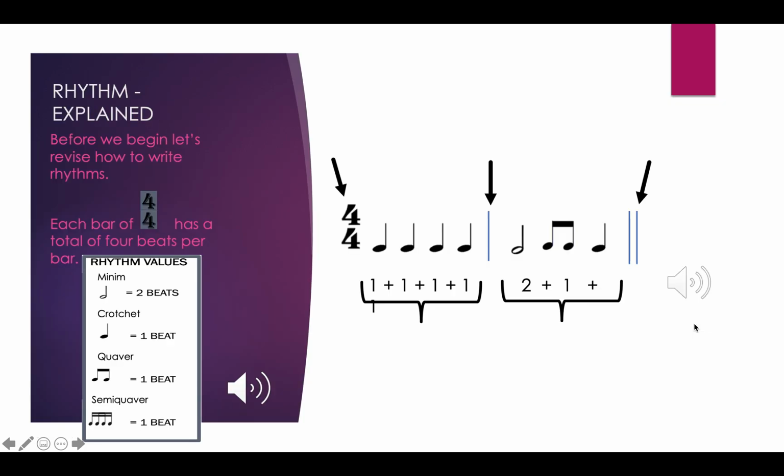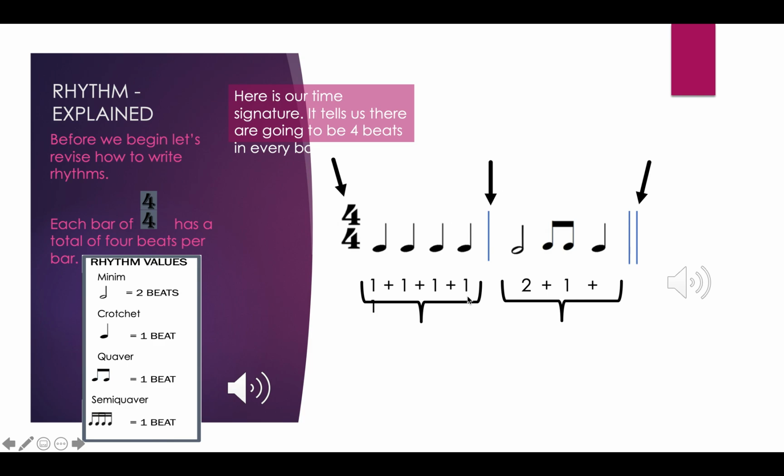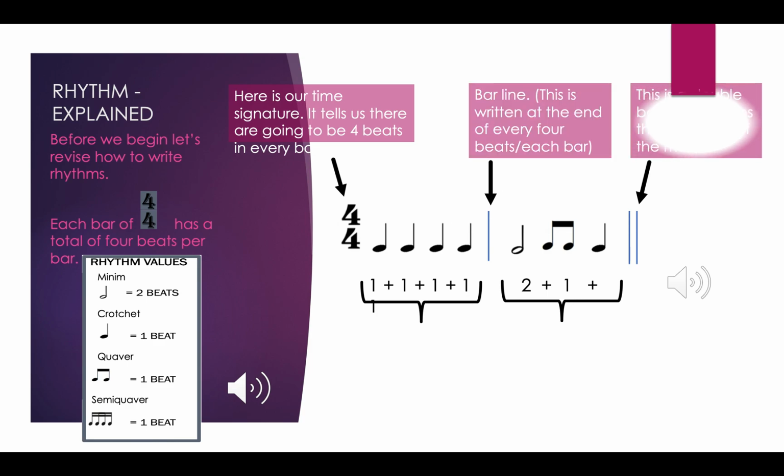Okay, moving it right along. So now why are we doing this? We are showing you that these different types of rhythms, the 2-beat note, the 1-beat note, these 2 quavers that equal 1 beat together, and 4 semiquavers that equal together 1 beat, can be mixed and matched in a variety of combinations up to a total of 4.